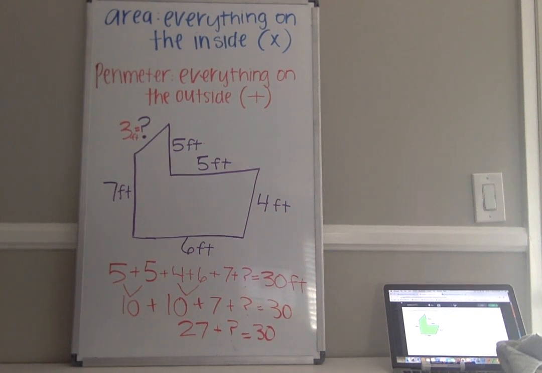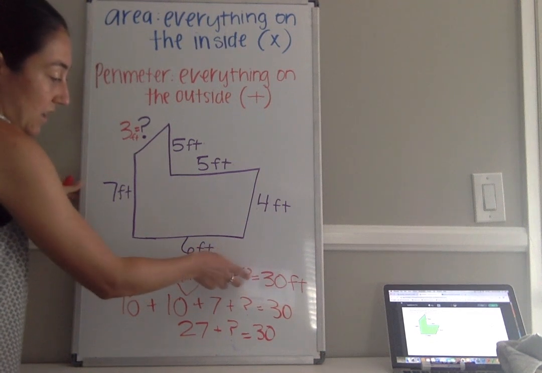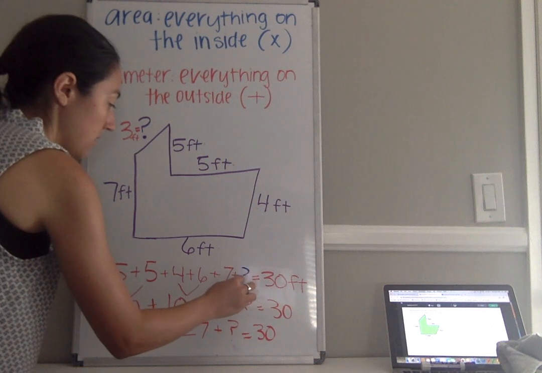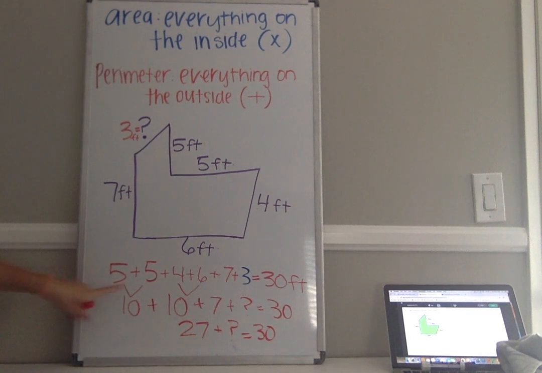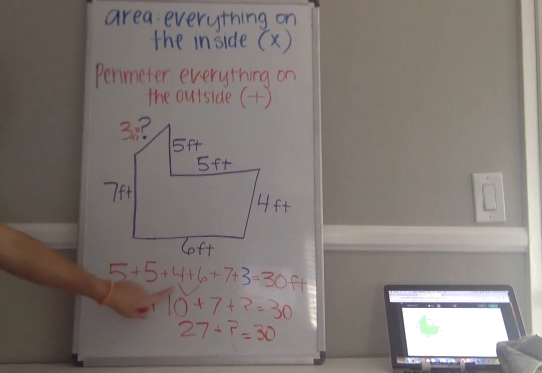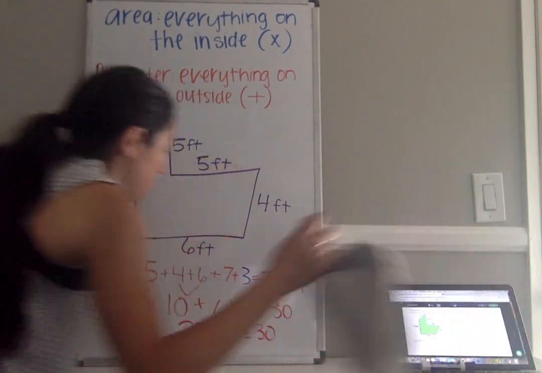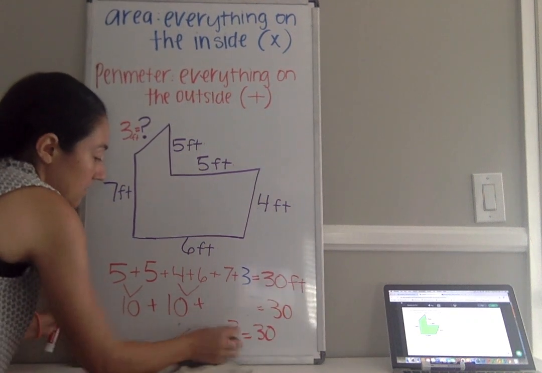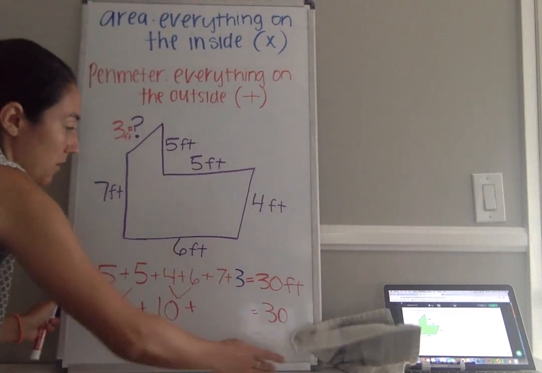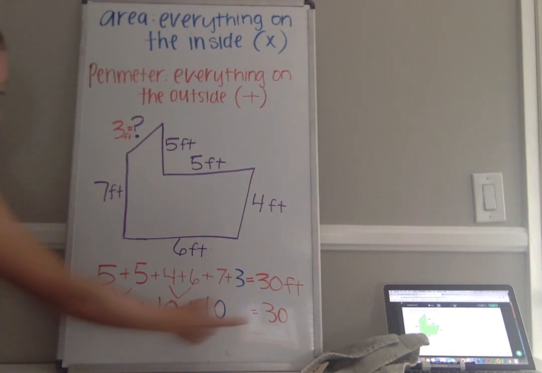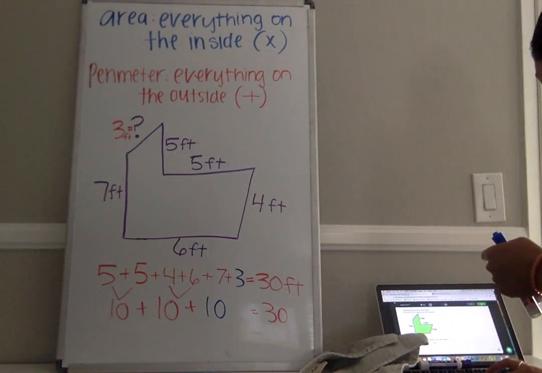So if you went back and checked your work, and instead of putting this question mark here, I added the 3 in, now we have 5 plus 5, which is 10, 4 plus 6, which is 10, 7 plus 3, which is also equal to 10. And now 10 plus 10 plus 10 equals 30. So when I check my work, my problem is correct. So this is for perimeter.